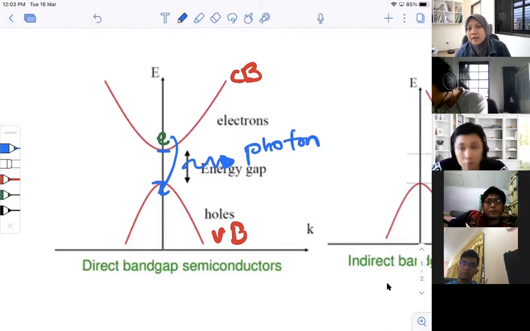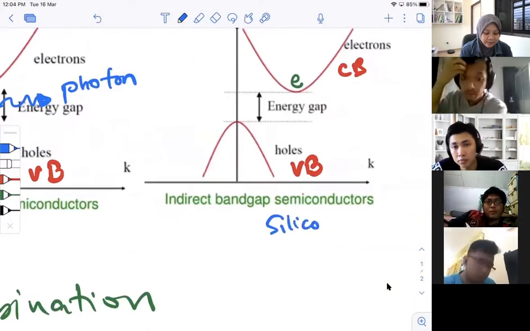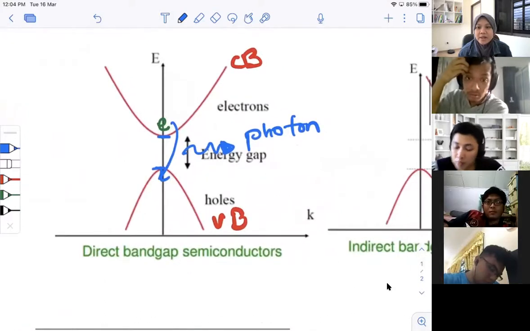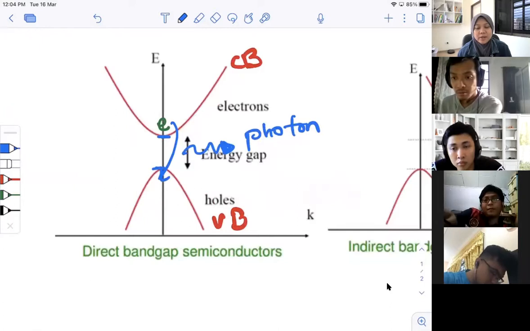Does silicon give you light? If you inject any current, does it give light? No, right? So silicon is an indirect band gap material. So the one that you said just now, yellow. Yeah, not yellow, earlier it was green, the phosphide.